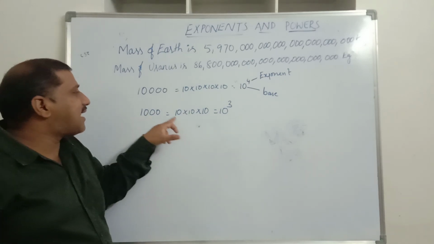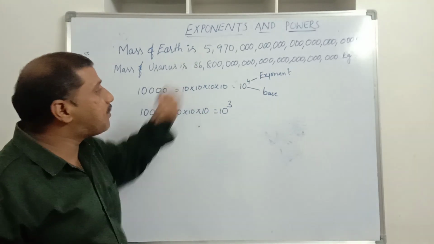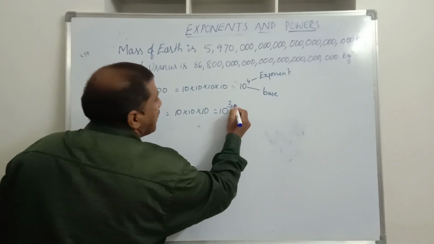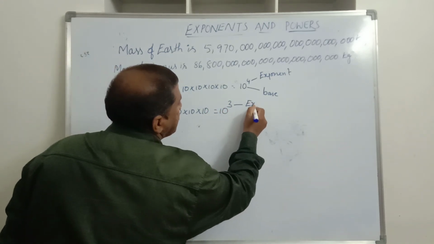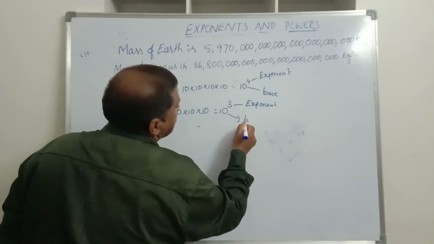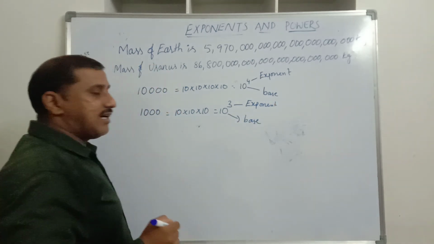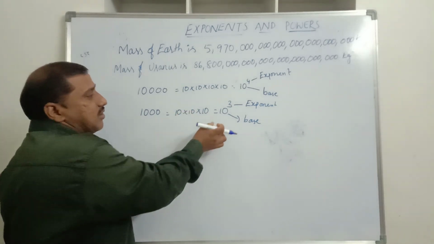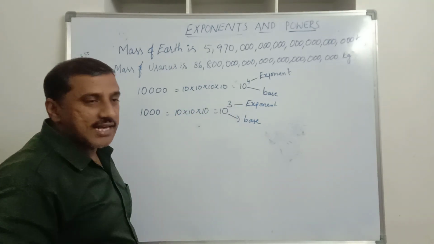1000 can be written as 10 into 10 into 10, that is 10 to the power of 3. So here again, 3 is called the exponent and 10 is known as the base, as 10 is multiplied by itself 3 times. So 10 is the base and 3 is the exponent.